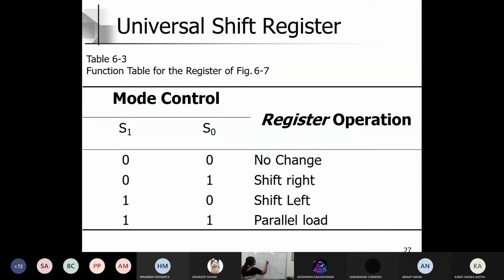Now you can see this is a good combination of sequential and combinational circuits together, very well used. Is that clear? If this is decided, the connections are with you. You need not mug up that, isn't it? Yes or not? Easy or not? So this is what a universal shift register.